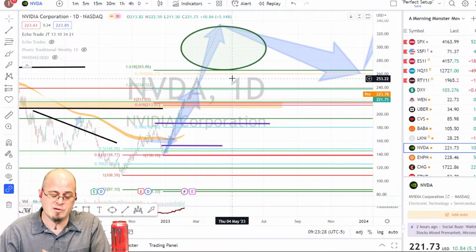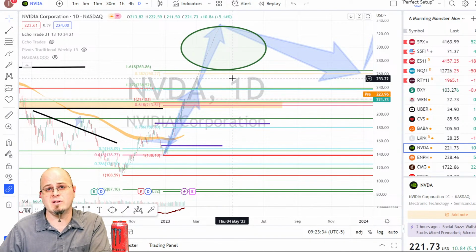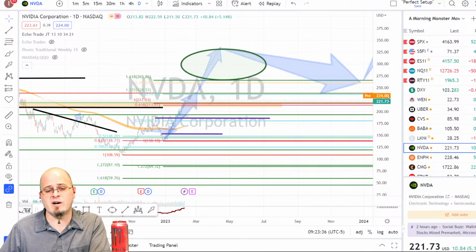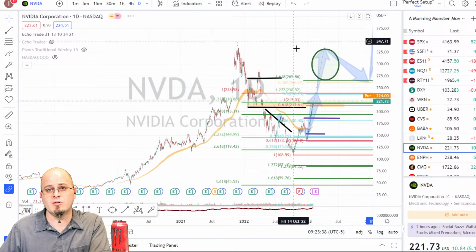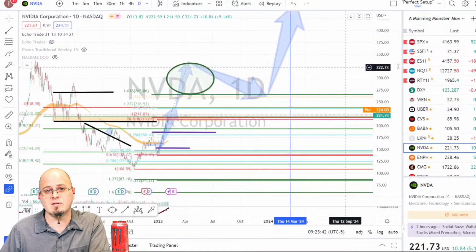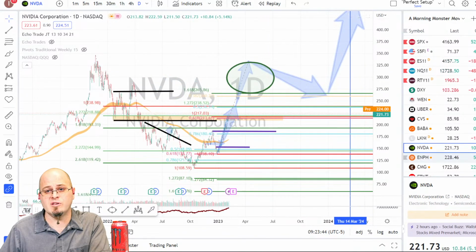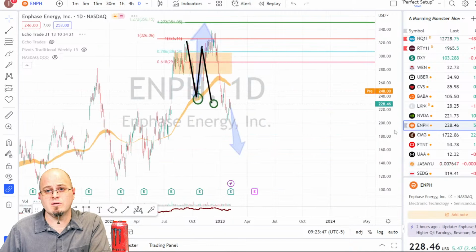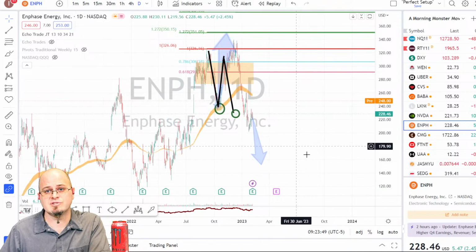Although AMD right now looks like its targets are below the last high, while Nvidia is set up to go to a higher high. So there's bigger potential to break out on Nvidia than there is on AMD.